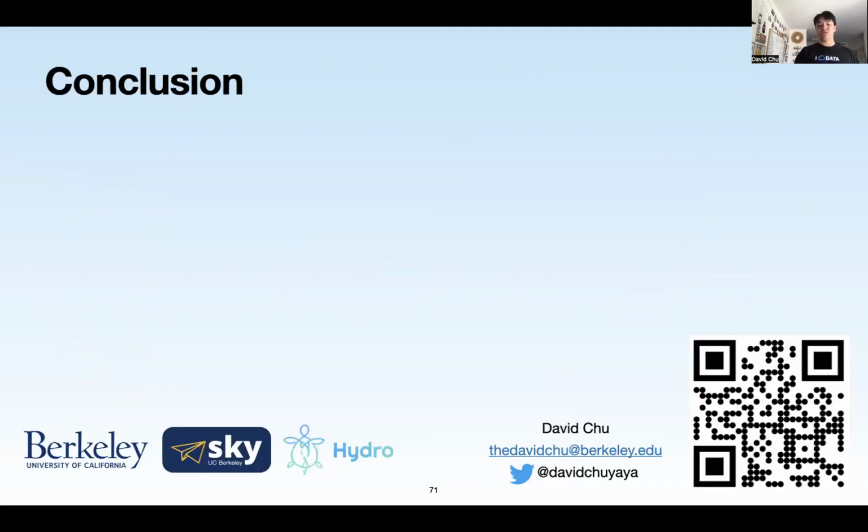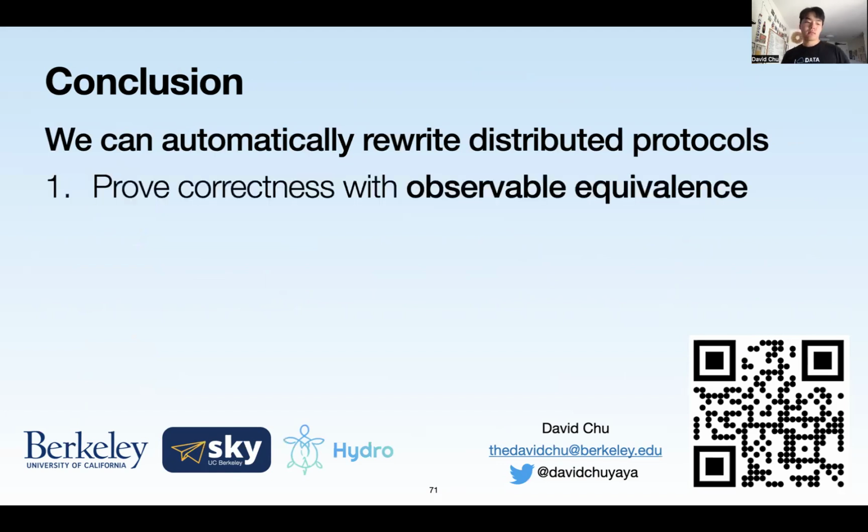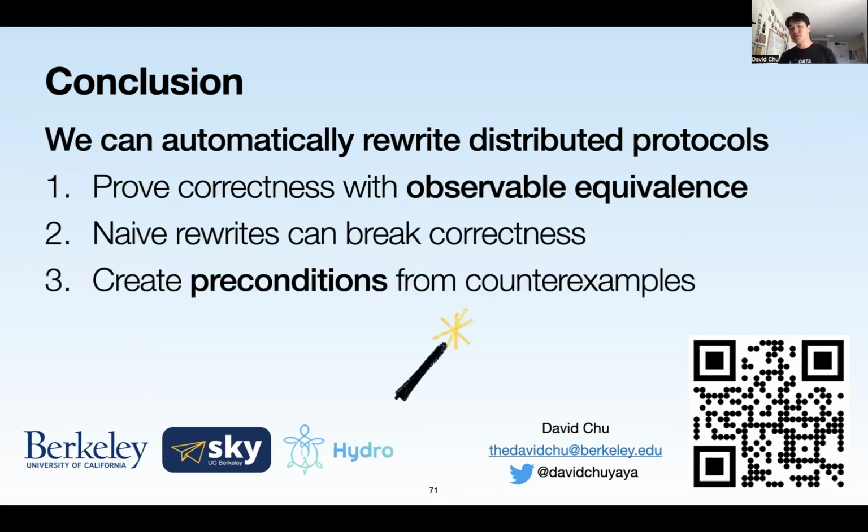All right, so in conclusion, we can automatically rewrite distributed protocols. It is possible. The proof of correctness depends on observable equivalence. Right? We just need to make sure that the observer believes that the new protocol is no different from the original. Naively, rewrites can break correctness, and we should use that as intuition to help us create preconditions for when rewrites are correct. Thank you.